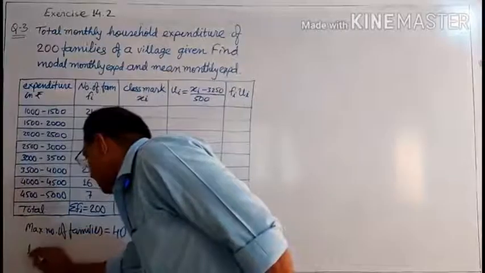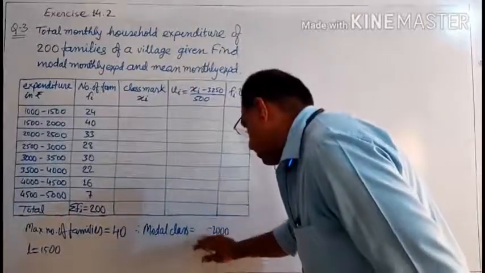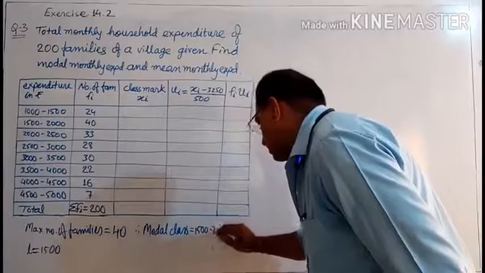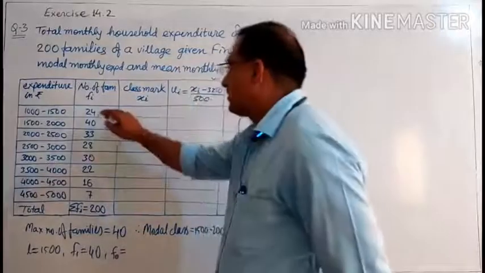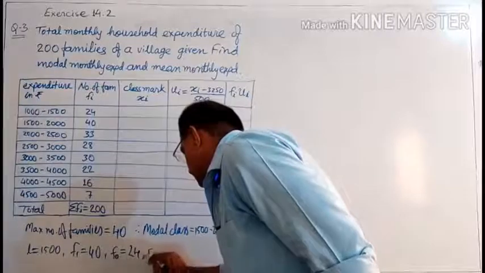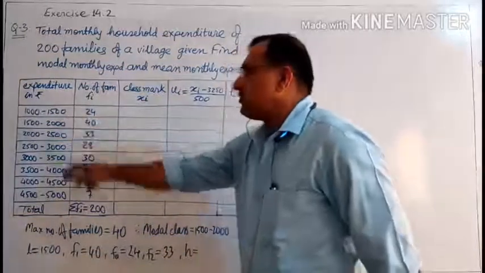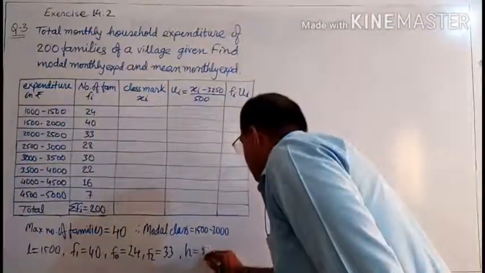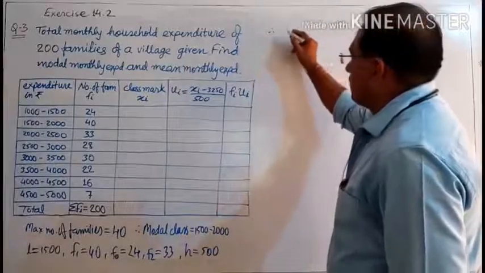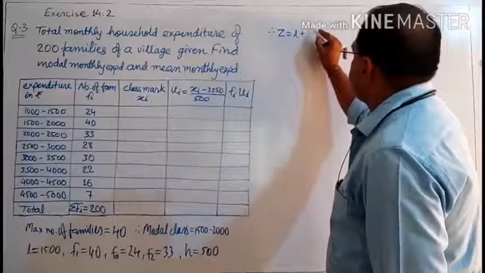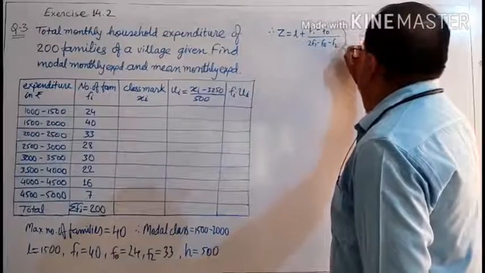Therefore the lower limit of this modal class is 1500. Then the frequency f1 of this class is 40. The frequency of the previous class, f0, is 24, and the frequency f2, that is the frequency of the class next to this modal class, is 33. The class width, the difference between two consecutive upper limits or lower limits, is 500. So this is the data. Now the mode is equal to lower limit plus (f1 minus f0) divided by (2 times f1 minus f0 minus f2), multiplied by class width.